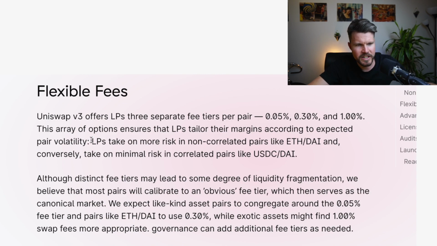So when liquidity providers take on more risk in non-correlated pairs like ETH-DAI, here you've got the risk of impermanent loss, and they would earn a lot more fees with such a liquidity pool, and they would earn lower fees with minimal risk with correlated pairs like USDC-DAI. And I think this is a very important improvement because impermanent loss is definitely a bummer and one of the major downsides for liquidity providers. On the other hand, I think if someone actually wants to provide liquidity, he should be compensated for that and definitely compensated for impermanent loss.